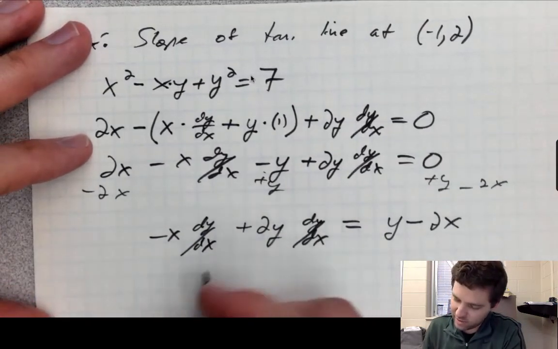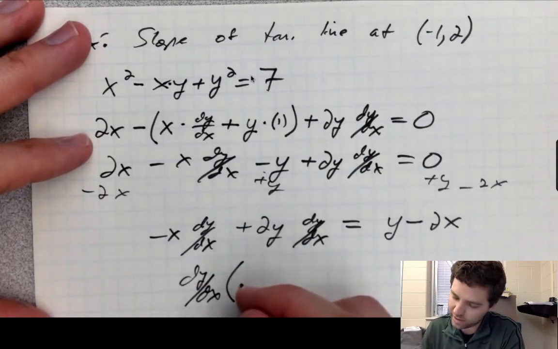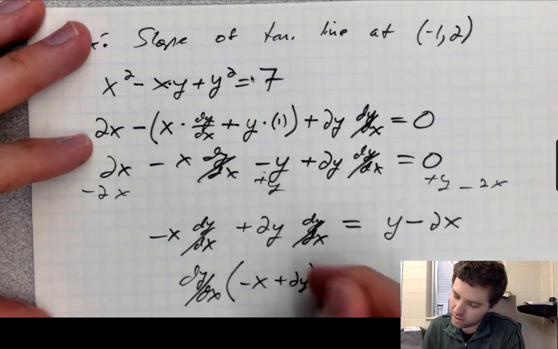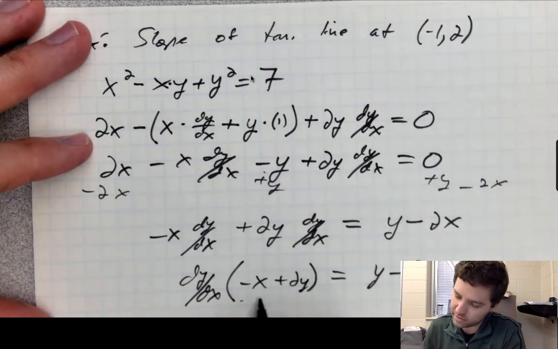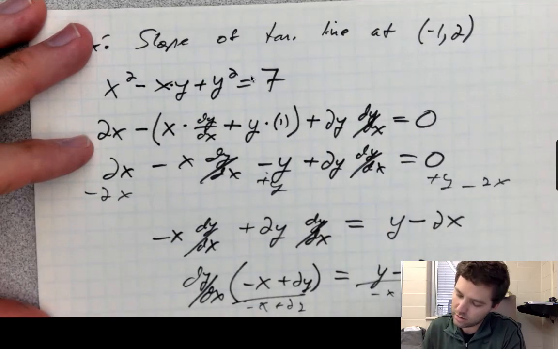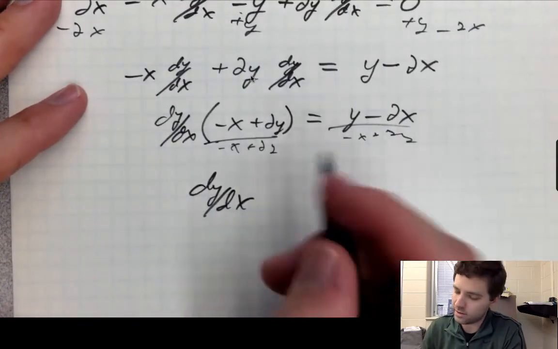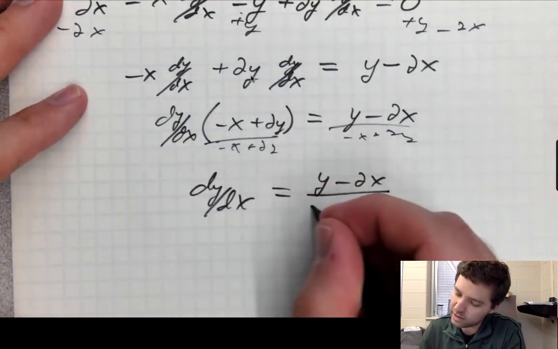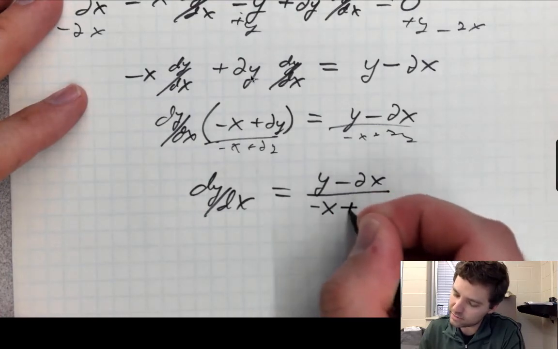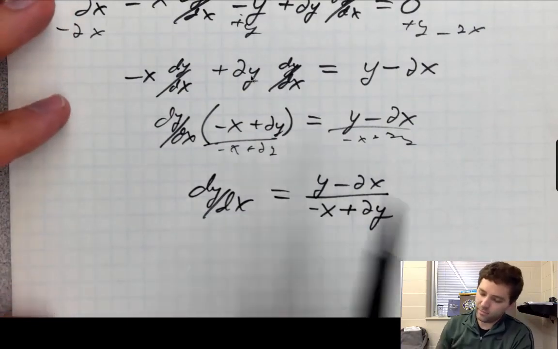Okay, I'm going to divide out the dy dx, so I get this, dy dx out in front, and then I'll have negative x plus 2y equals y minus 2x. And then I'm going to divide both sides by negative x plus 2y. So I end up with this, dy dx is equal to y minus 2x divided by negative x plus 2y. And there's my derivative expression.